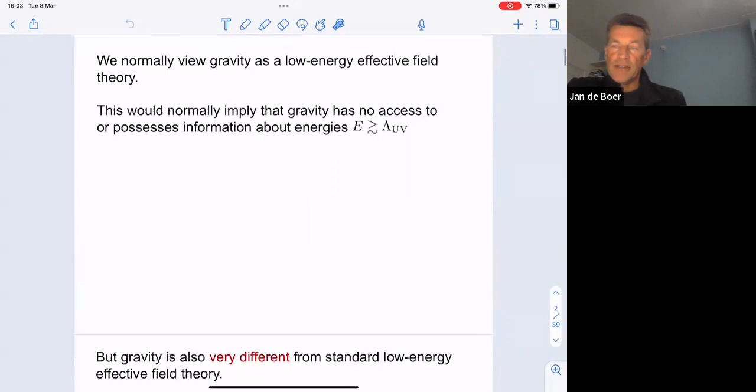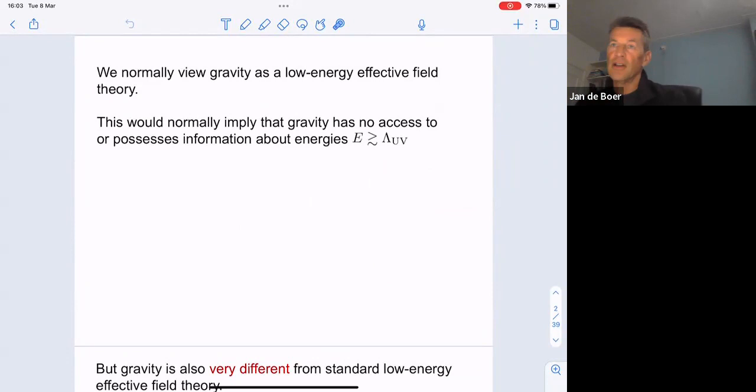So as I said, we normally think of semi-classical gravity as just some plain vanilla low energy effective field theory. And if semi-classical gravity were just like all other non-gravitational low energy effective field theories, then it would be some very useful, nice theory, and it would have no access to or information about energies above the UV cutoff of the theory. But semi-classical gravity is a very different low energy effective field theory as opposed to its non-gravitational cousins, because although it is just a low energy effective field theory at first sight, it has some interesting information in it, which ordinary low energy effective field theories do not. And that makes it a really interesting and different theory.